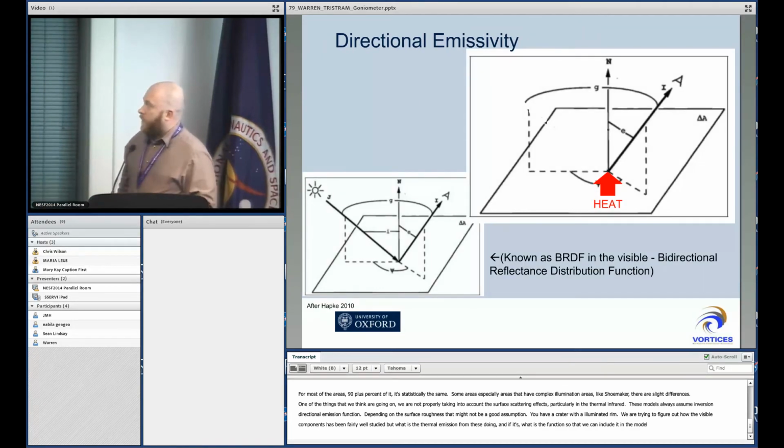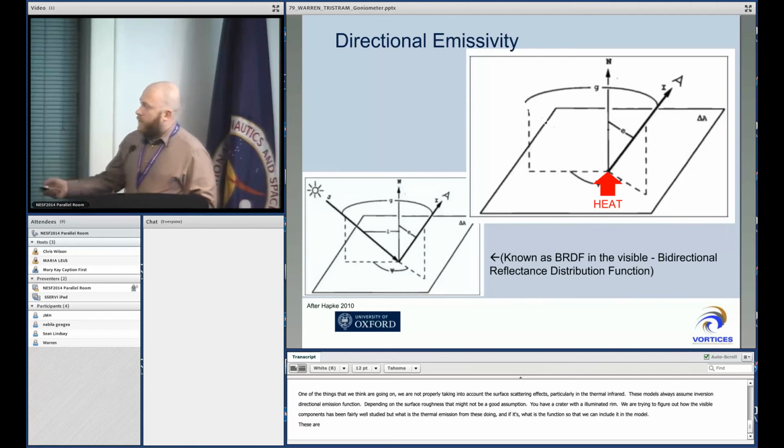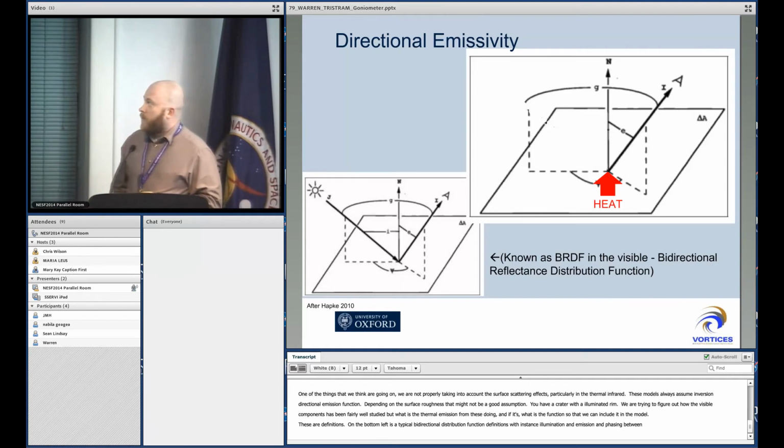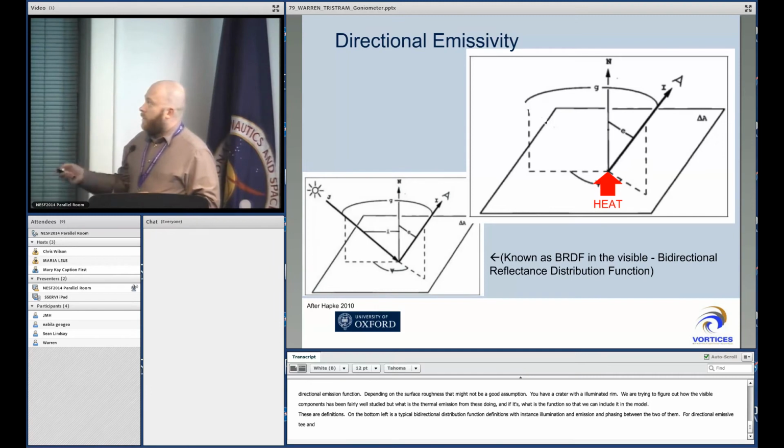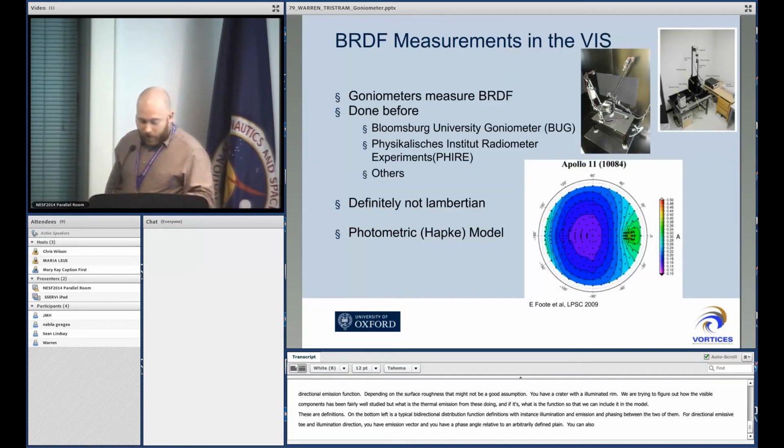So these are just some definitions. On the bottom left here is typical bidirectional distribution function definitions with incident illumination and the emission, and then the phase angle between the two of them. For directional emissivity, you don't have an illumination direction, so you have an emission vector, and then you have a phase angle relative to an arbitrarily defined plane. But you can also accommodate the azimuthal information as well.